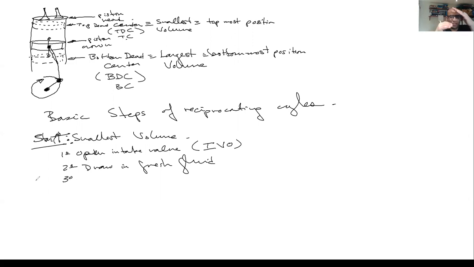Once we've drawn in our fresh fluid, then we close the intake valve, or what we'll call IVC, intake valve closing. Once the intake valve is closed, we have our fresh fluid inside of the cylinder and all the valves are closed. So now we have a closed system. We're going to push the piston back up towards the small volume.